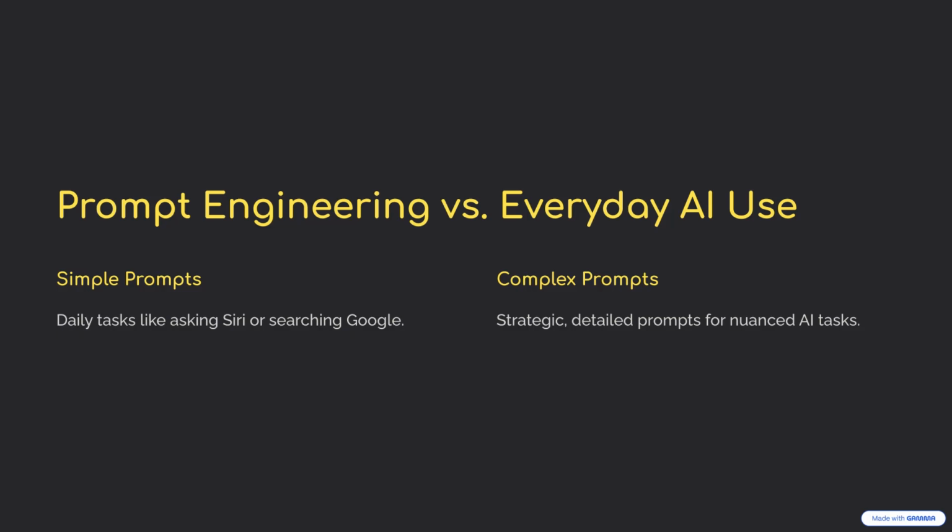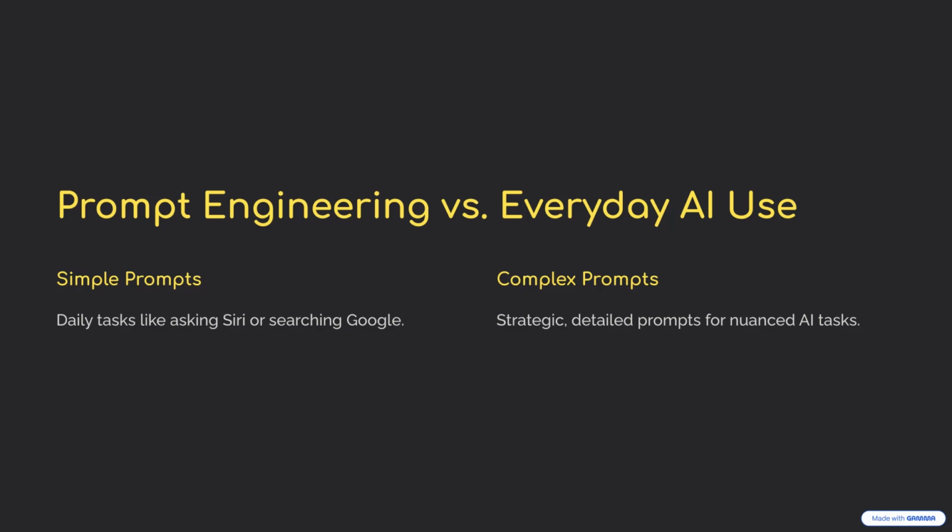But if you want the AI to, say, write a poem or analyze some complicated data or perform a task with a lot of nuance, that's when how you ask becomes absolutely critical. It's about moving beyond just asking simple questions to strategically building prompts that really guide the AI towards a specific outcome. So higher stakes, more complex goals, that's where the engineering comes in.